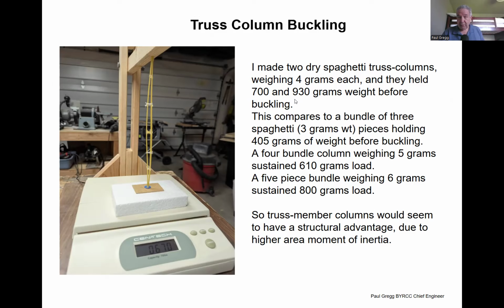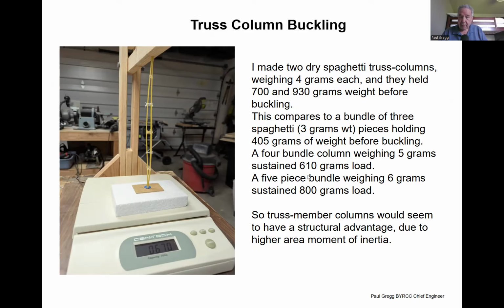about the same as three pieces of spaghetti, a little bit more because there's a little bit more glue and stuff on here. And they held 700 and 930 grams each, so maybe an average of 800 grams. But if you took three of them together and bundled them, which I did on previous testing, they only held 405 grams. So the idea that I'm making the moment of inertia bigger in the middle of this column is something that ought to be investigated. It looks like it really does provide some benefit here.